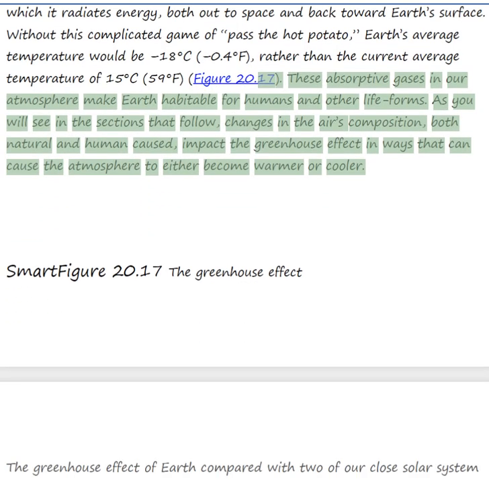These absorptive gases in our atmosphere make Earth habitable for humans and other life forms. As you will see in the sections that follow, changes in the air's composition, both natural and human-caused, impact the greenhouse effect in ways that can cause the atmosphere to either become warmer or cooler.